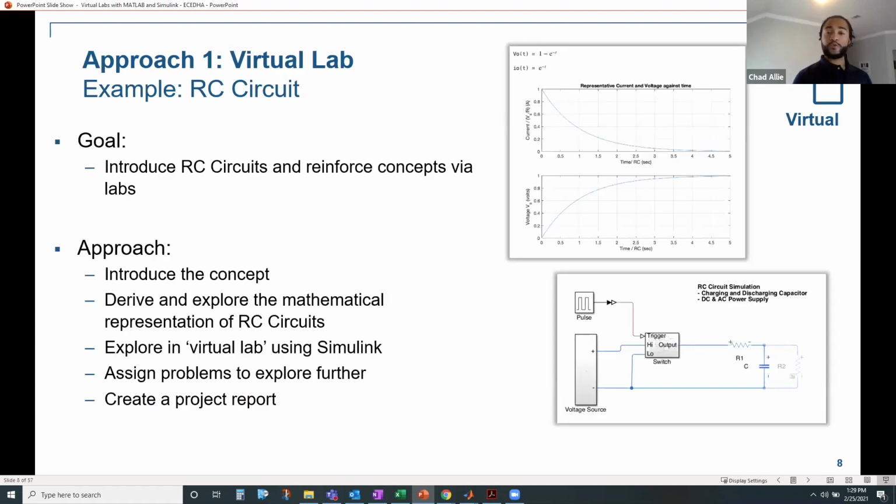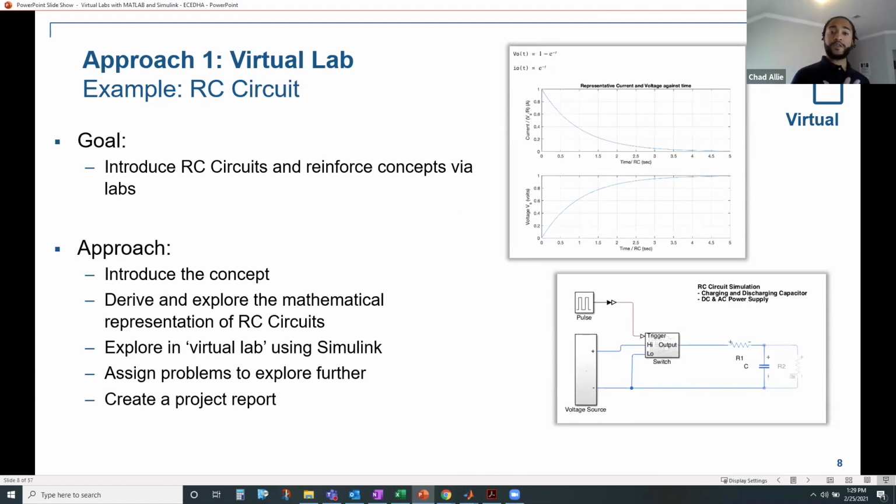So in this first approach, we're going to be looking at a virtual lab similar to what Doug has done. We're going to be focusing on RC circuits. The idea here is we're going to introduce the concept of RC circuits and basically use a lab to reinforce those ideals. So starting off, again, we're starting off with the concept of RC circuits.